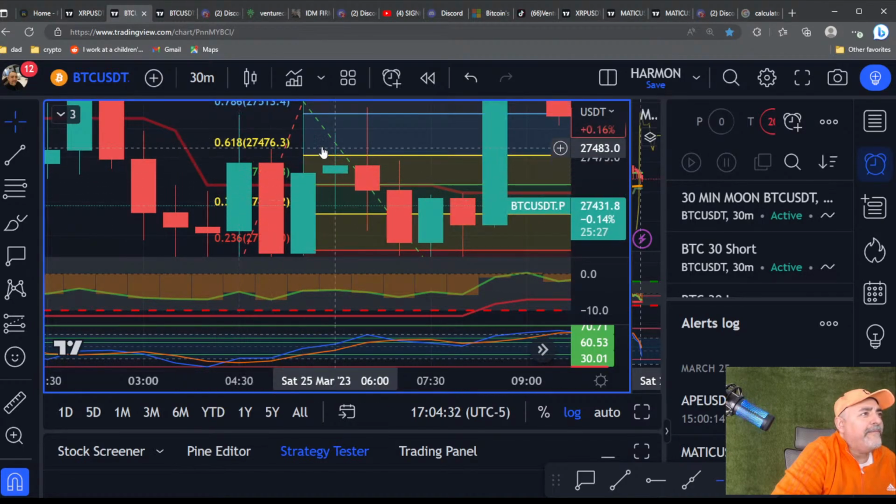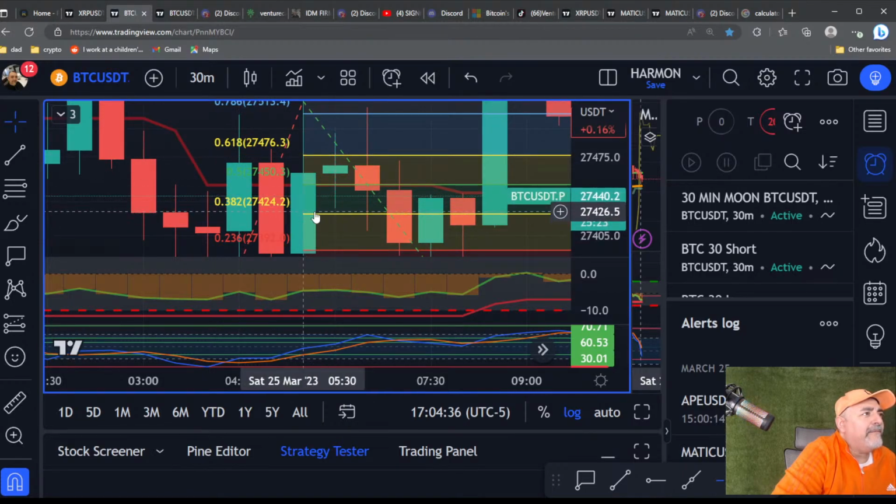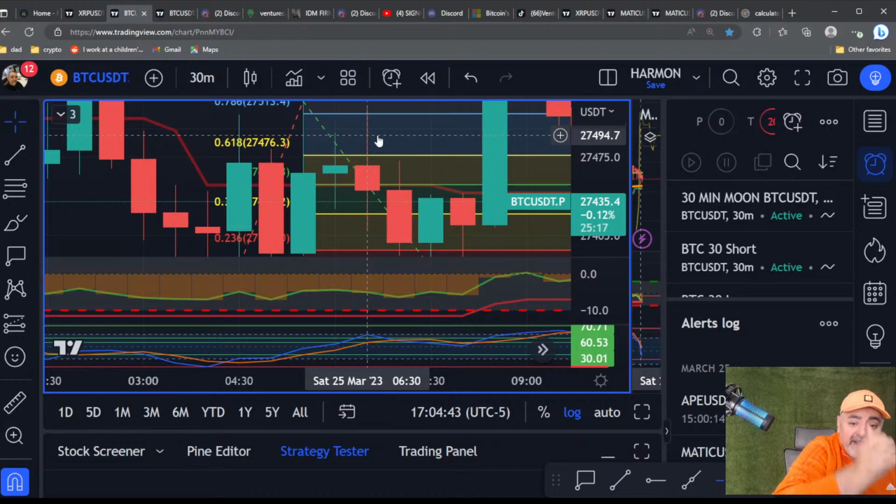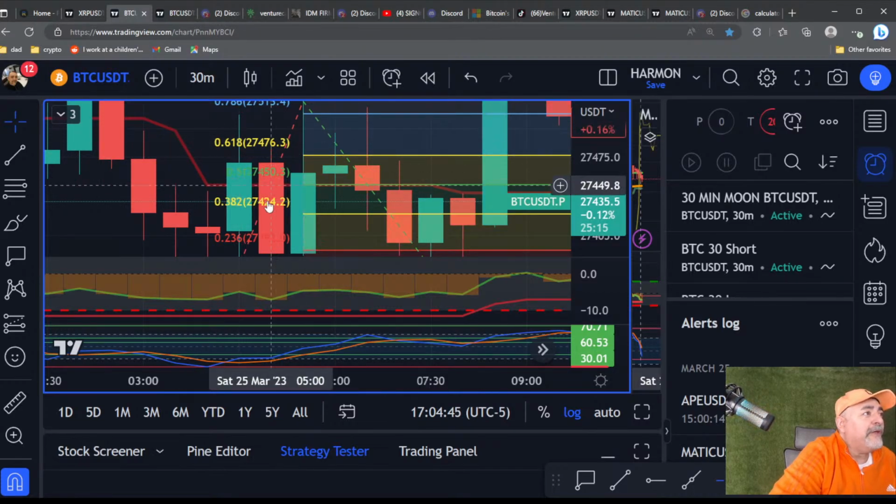These are the golden pockets. This is where you want to get into Bitcoin. When it breaks this golden pocket, you want it to retest and then buy, and then you want it to run up to 786. So that's what we're working on in Bitcoin. We're looking for it to get through this golden pocket right here.